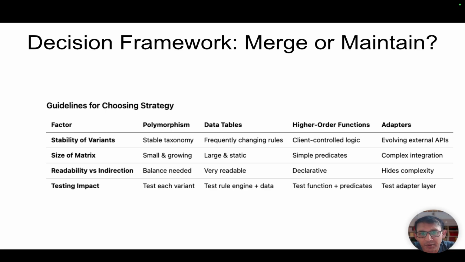Consider the trade off between readability and indirection. Sometimes a simple if statement is clearer than an elaborate pattern. But when complexity grows beyond a certain threshold, the patterns pay huge dividends in maintainability. Now, here's my rule of thumb. If a new business rule requires adding exactly one line and no new branch, your merge strategy is paying dividends. If you're still modifying multiple places when requirements change, you haven't found the right abstraction yet.